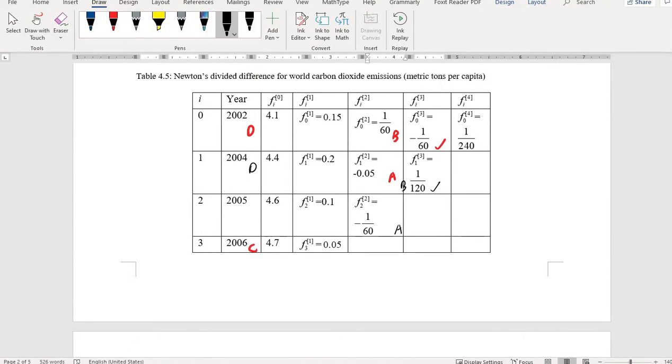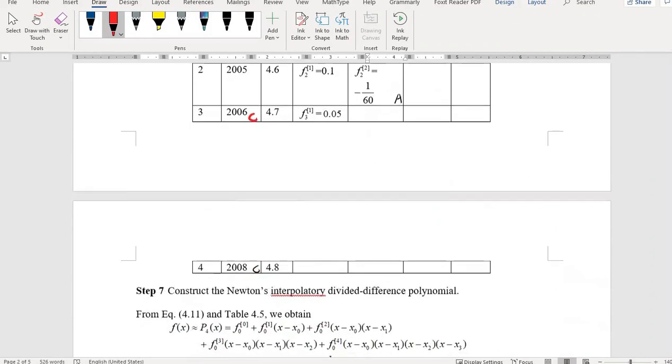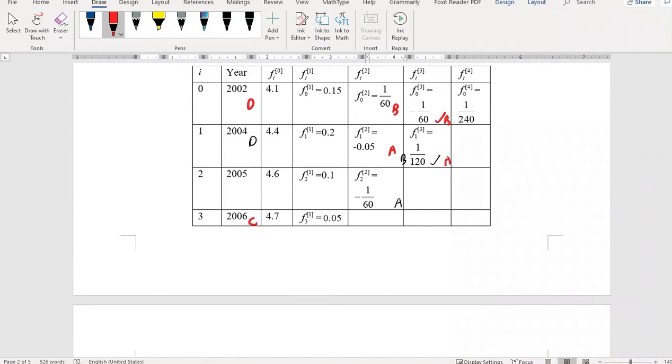For the fourth level, only one value is left. So for the fourth level, this is the A value, this is the B value. So this will be x number 4 divided by x naught. The C is here. D is x naught. And the rest you can delete, otherwise confused.